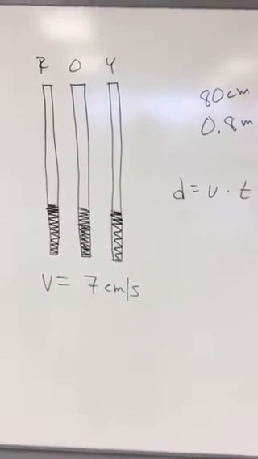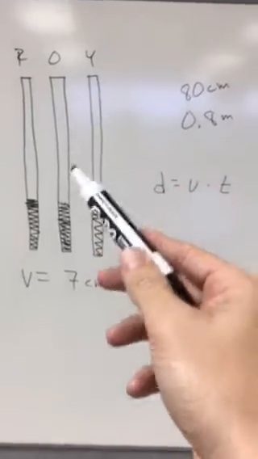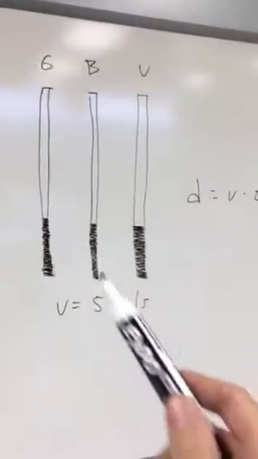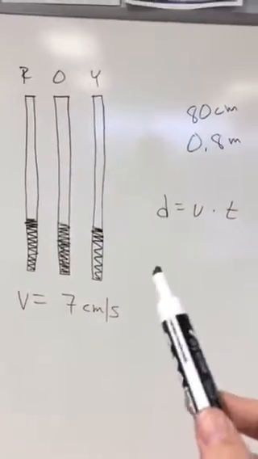Okay, so I'm going to pick back up where I left off. If I look at just the red, the orange, and the yellow bubble tubes, and I compare them to the green, the blue, and the violet, some of the times I saw from people in class were, or excuse me, some of the distances.